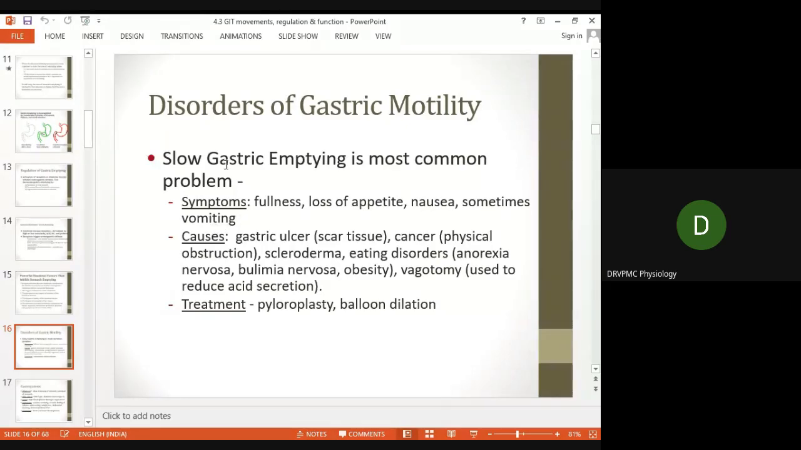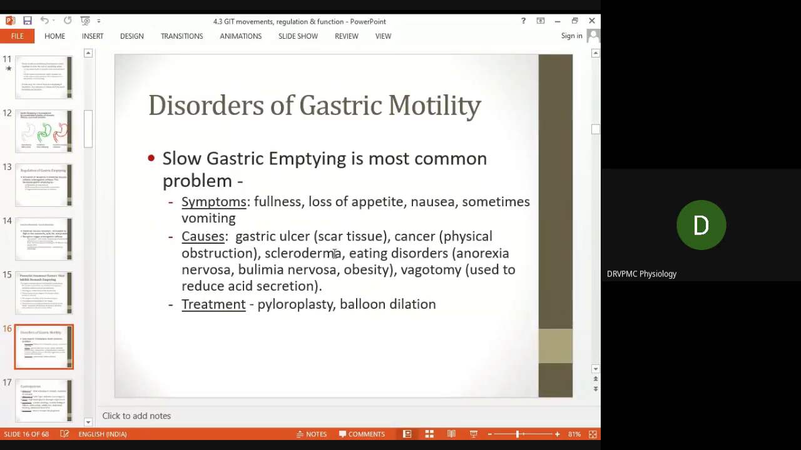What are the causes of slow gastric emptying? Either there is a gastric ulcer, because of the scar tissue that is there in the stomach. After the ulcer, the gastric emptying will be slowed. Then cancer, which is growing. If it is an outgrowth in the gastric mucosa, then it will physically obstruct the gastric emptying, and thus there will be slow gastric emptying.